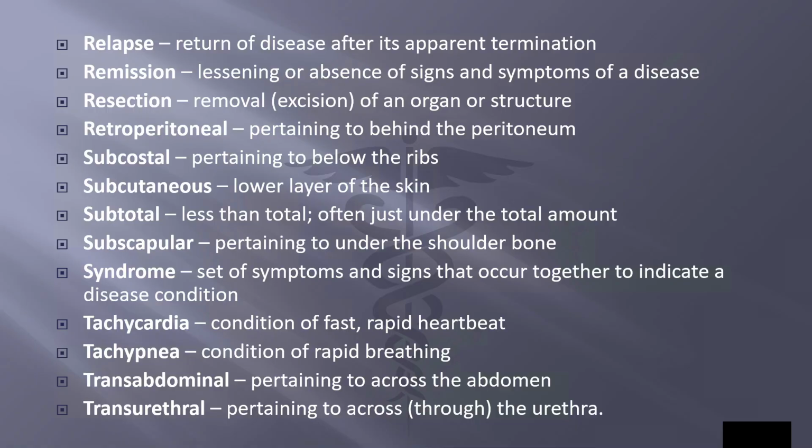In a transurethral resection of the prostate gland, also known as TURP, pieces of the prostate gland are removed through the urethra. This procedure relieves symptoms of benign prostatic hyperplasia, or BPH.